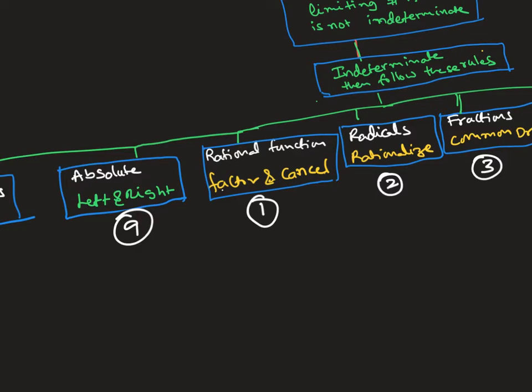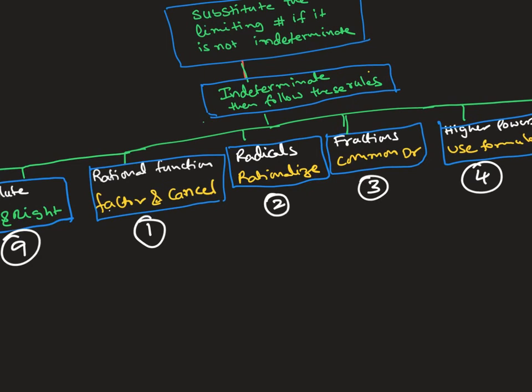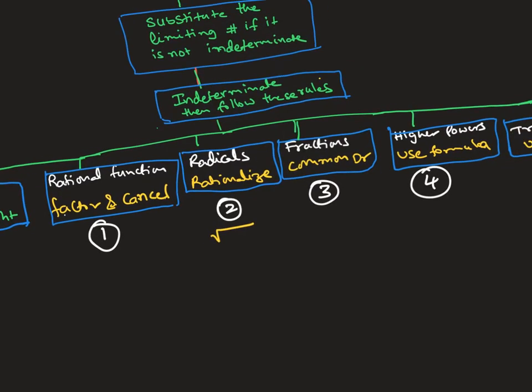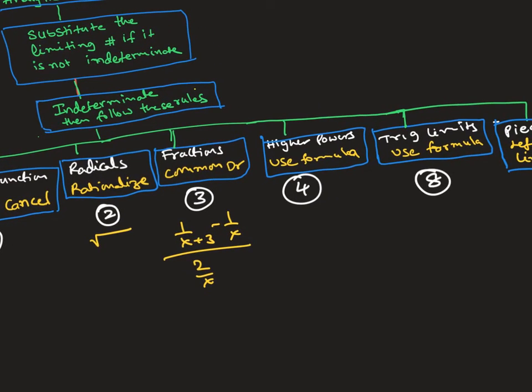Make sure you focus. Second method is radicals. That means if you have square roots or cube roots, rationalize it. Fractions like 1 over x plus 3 minus 1 over x, divided by 2 over x, crazy fractions, then take a common denominator. Higher order powers like x to the 4 minus 3 to the power of 4 over x minus 3, we have a few formulas to use. You will use those formulas.